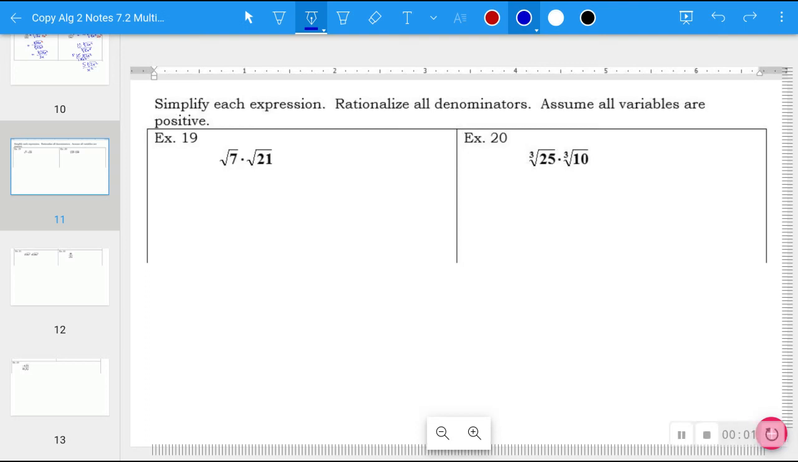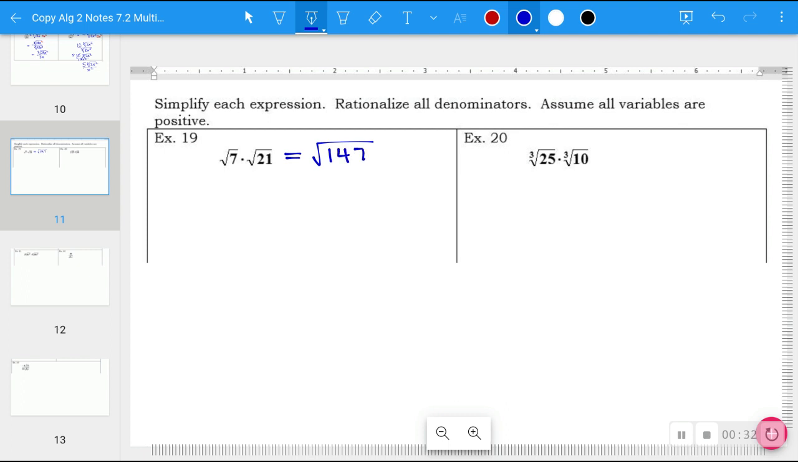Okay, continuing with the last section of the notes for 7.2 in Algebra 2, starting with problem 19. We learned at the start of this that we can combine two square roots when they form a product, and you can see that we have a multiplication there. So we're going to combine these under one square root, and 7 times 21 is 147.